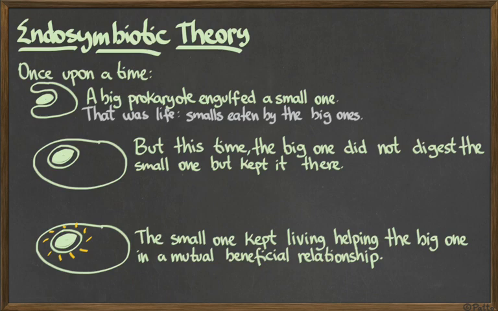The big cell said, hey, that's a nice trick, let's keep you alive in here. And the small cell kept itself doing its biochemistry wizardry, and the big one took advantage of that to be able to get energy from big molecules being broken by the small cell. And this showed up the first association of a mutually beneficial relationship, a symbiosis between these two organisms.